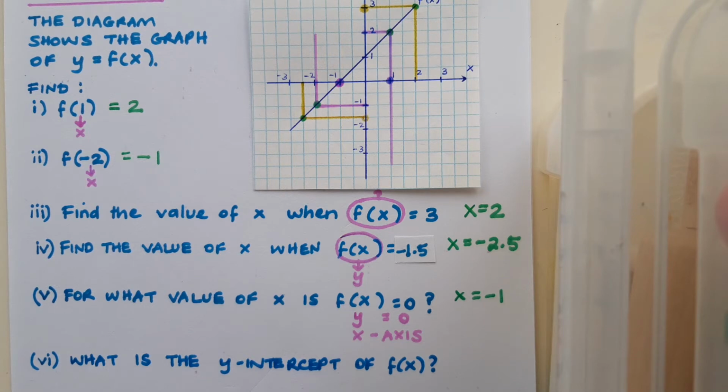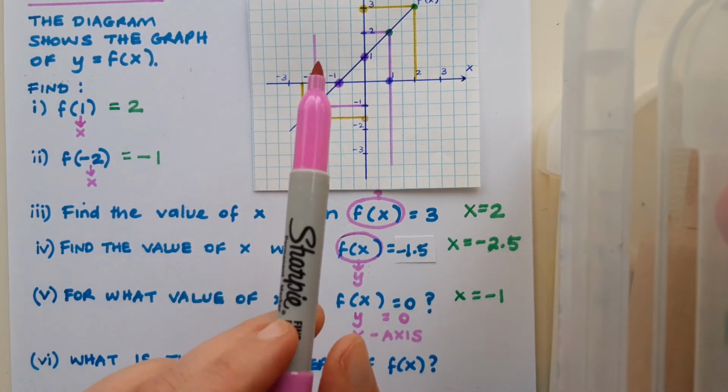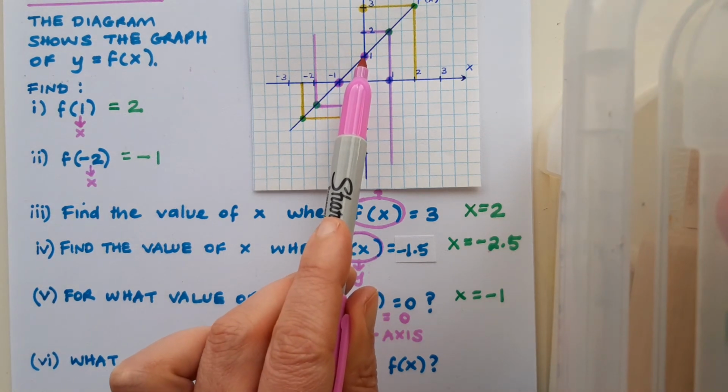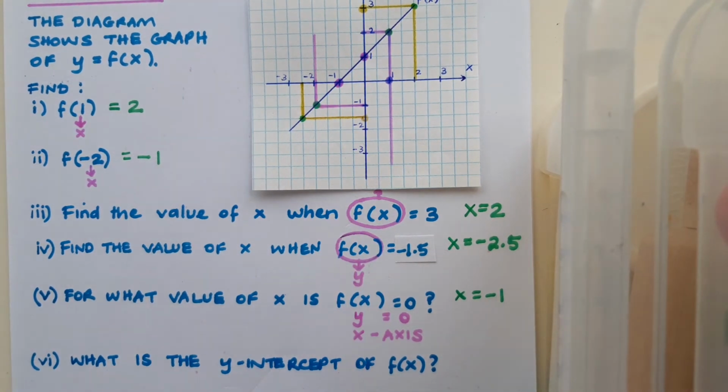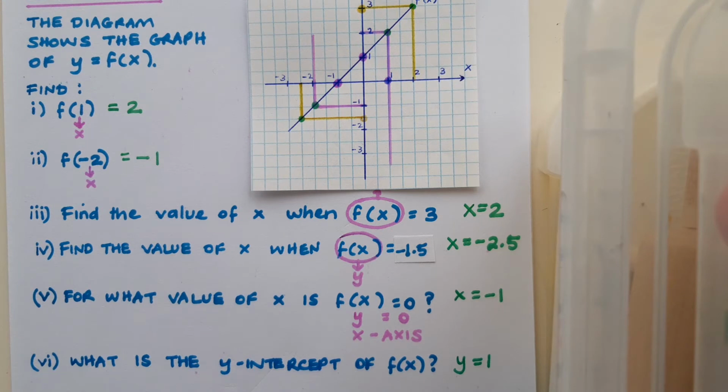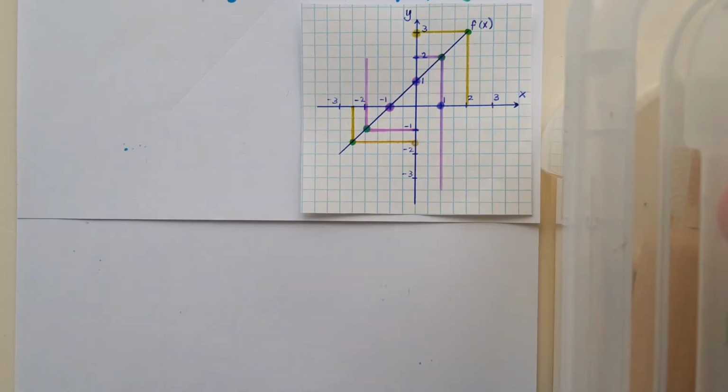The y-intercept is just where the line passes through the y-axis. In this case, that occurs at this point just here, which is where y is equal to 1. So y equals 1 is our solution.